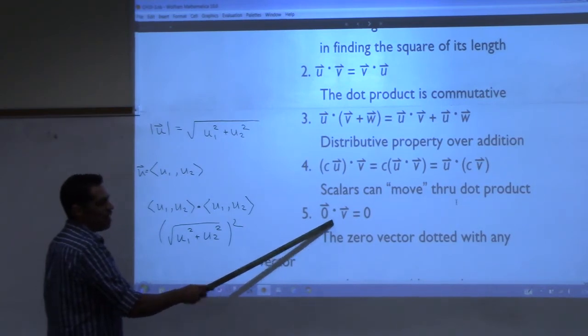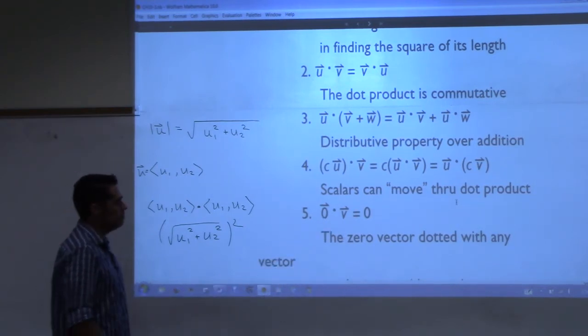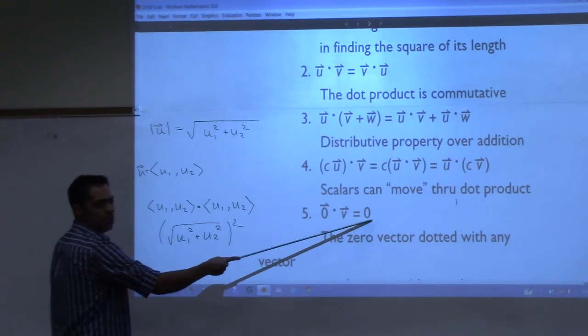The zero vector dotted with any vector is 0. Not the zero vector, but the number 0.